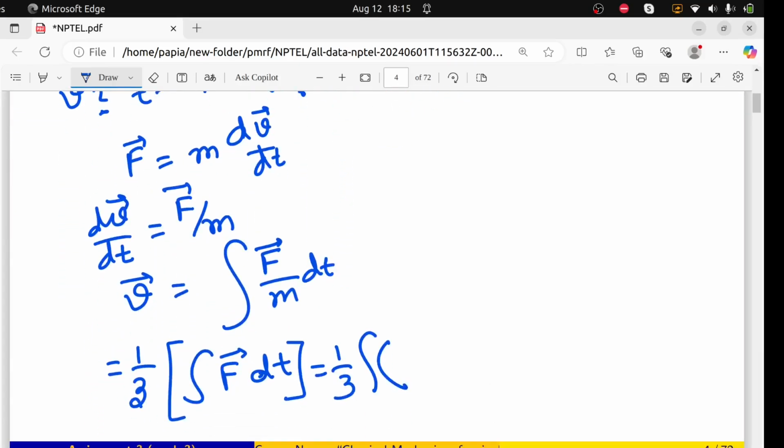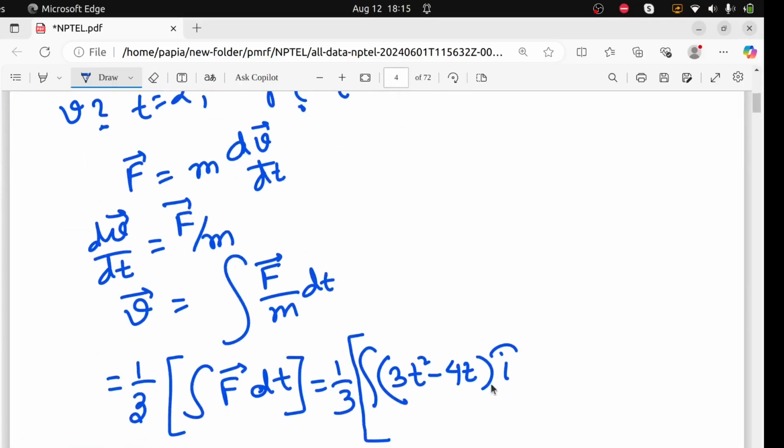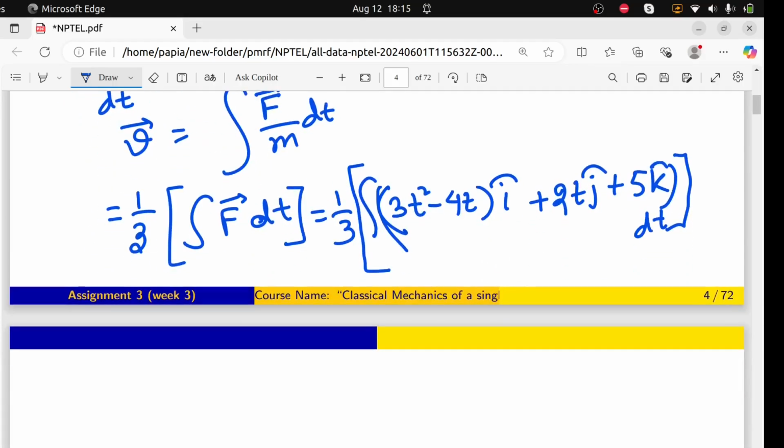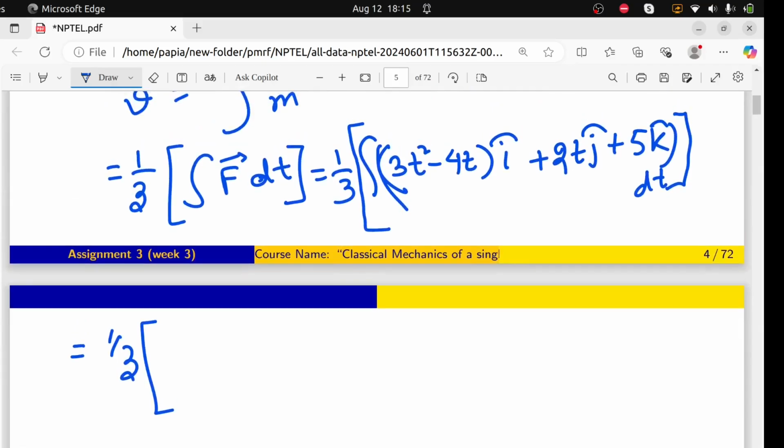3t square minus 4t i cap plus 2t j cap plus 5k cap, this whole dt. Right? So if I write here 1 by 3, then the integration is over t, so it is like F dt. So F dt will give us v.